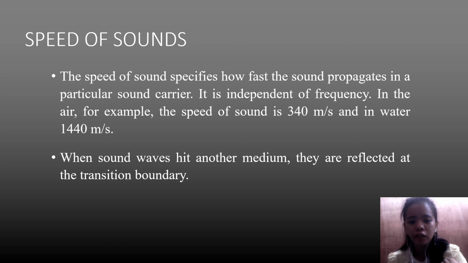Speed of sound. The speed of sound specifies how fast the sound propagates in a particular sound carrier. It is independent of frequency. In air, for example, the speed of sound is 340 meters per second, and in water 1,440 meters per second. When sound waves hit another medium, they are reflected at the transition boundary.